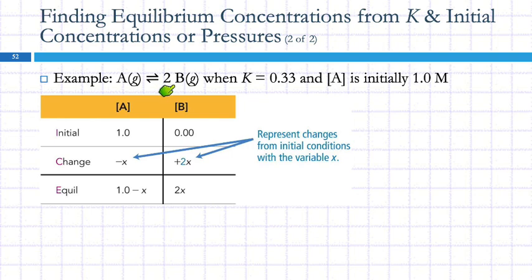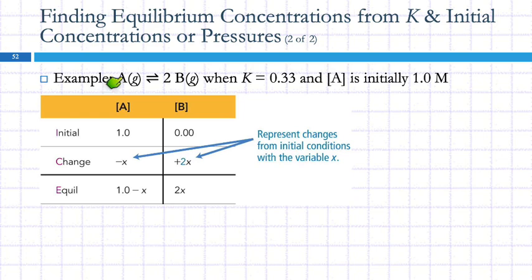A going to 2B, equilibrium constant's 0.33, and the concentration of A is 1. So we have our initial, change, equilibrium, that's our ICE, and the initial concentration of A is 1. They don't say anything about the concentration of the product. We can assume that that is 0. Then we're going to look at the stoichiometry here and see what's going to happen, and we're just going to call the change x.